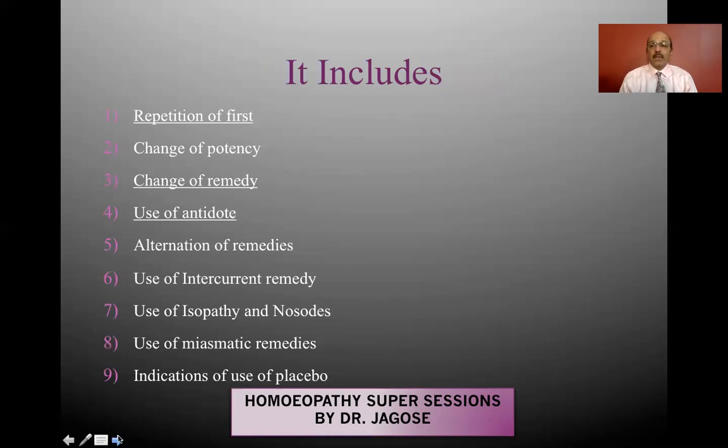So now let us see what the second prescription includes. It includes repetition of the first, change of potency, change of remedy, use of antidote, alterations of remedies, use of integrant remedies, use of isopathy and nosodes, use of miasmatic remedies, and indications for use of placebo. In this video, I'll be discussing only the first 4 points, and points number 5 to 9 will be done in part 2. What I've underlined here tells you the points Kent has taken up in his lectures and explained. The other points are given from other reference books which I have referred to.